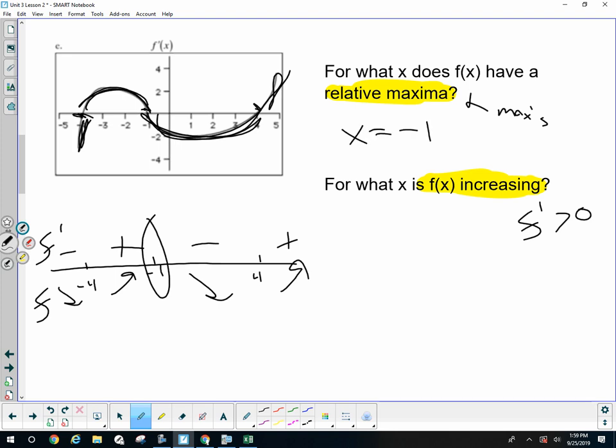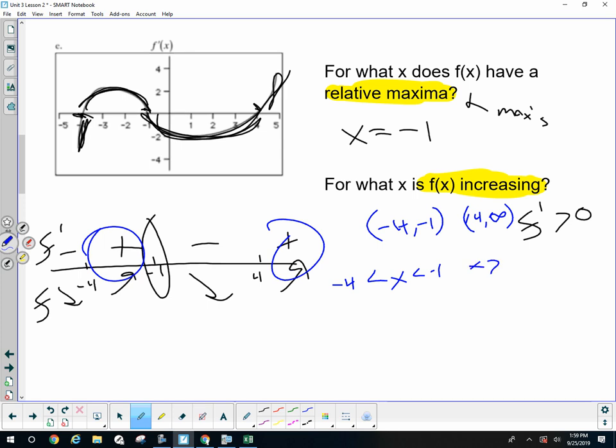Where am I increasing on the graph of F? F is increasing when F prime is positive. That is there and there. So we'd say from -4 to -1 and 4 to infinity. That's one way of writing it. You could say x is between -4 and -1 and bigger than 4. That's another way of writing it.